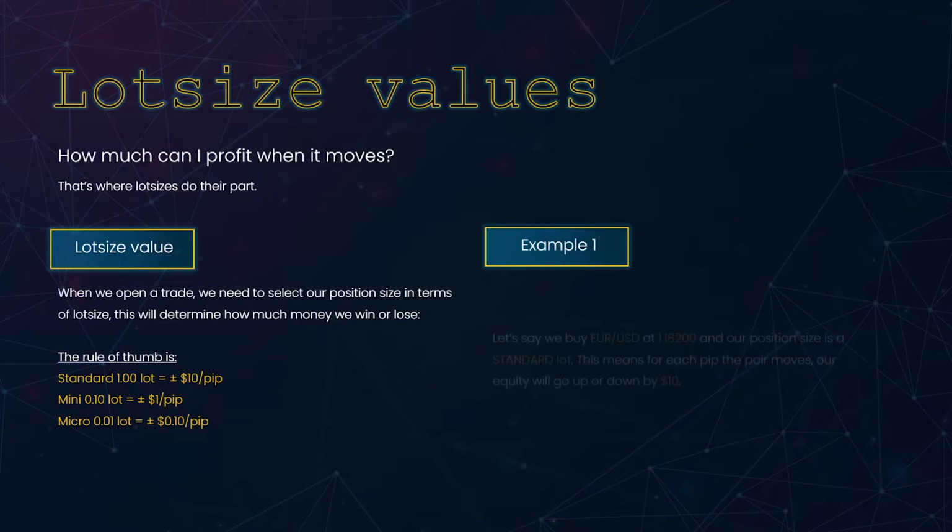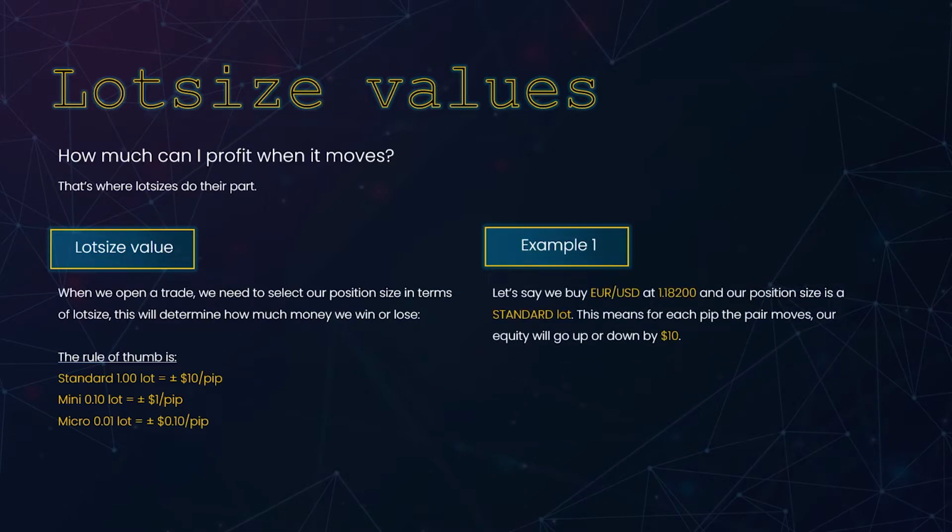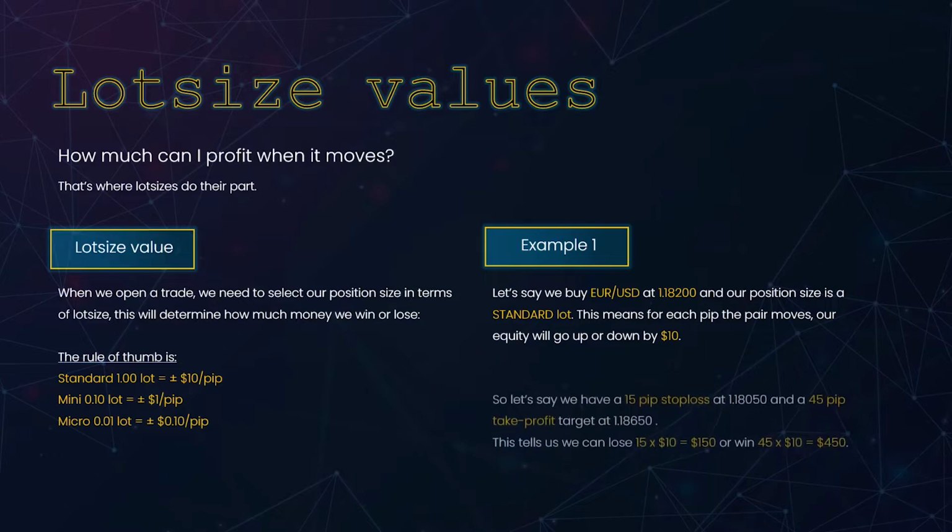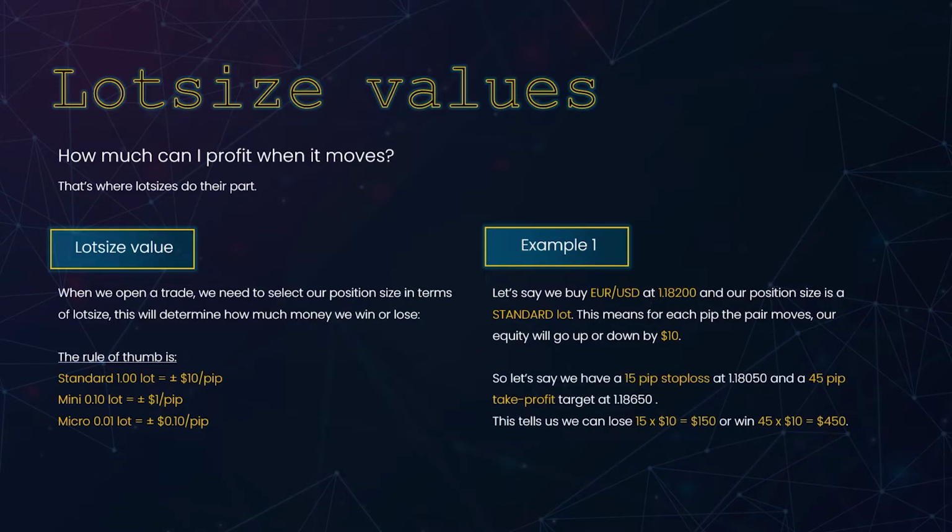Example 1. Let's say we buy Euro USD at 1.18200 and our position size is one standard lot. This means for each pip the pair moves, our equity will go up or down by $10. So let's say we have a 15 pip stop loss at 1.18050 and a 45 pip take profit target at 1.18650. This tells us we can lose 15 times $10 equals $150, or we can win 45 times $10 equals $450. That's a 1 to 3 risk reward, not bad.